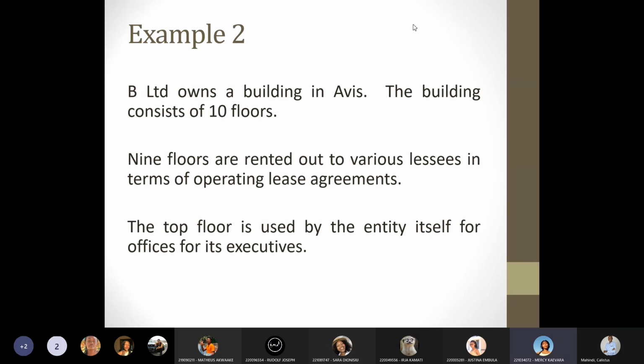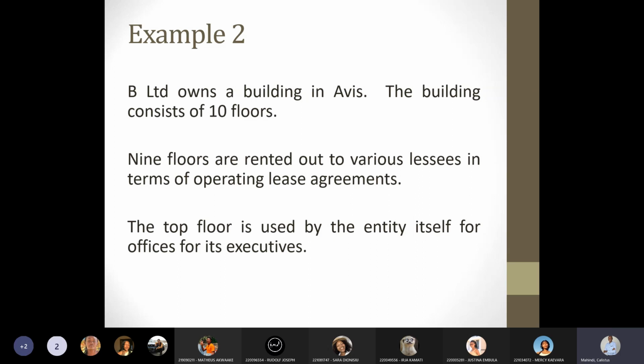As an investment property. An investment property. Yes. So although this is a joint use property, because the majority of the building, we can say 90%, has 9 floors rented out, while the top floor is used by the entity for its executives as offices. Here we're using our judgment. We're determining that the majority of this building is actually rented out, and it looks like it's a significant portion because it's 90% of the building, 9 out of 10 floors.